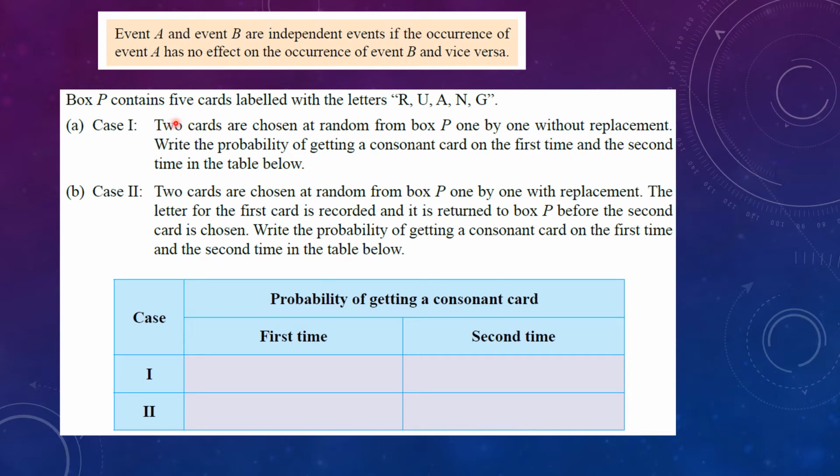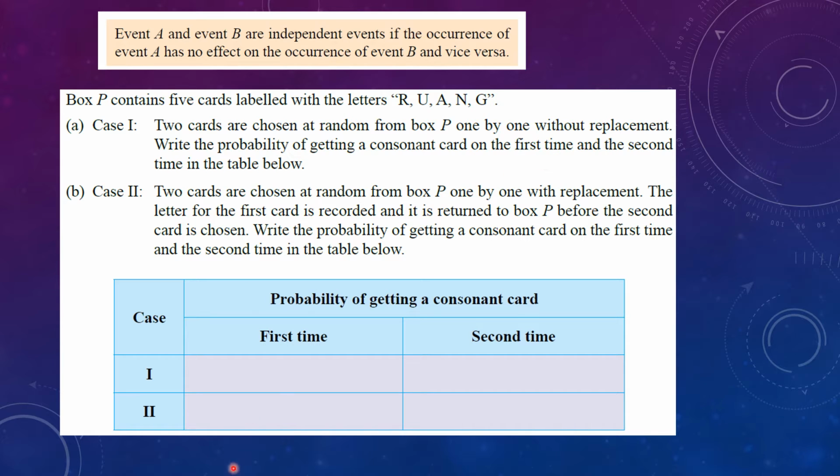Box P contains 5 cards labeled with the letters R, U, N, A and G. So we look at case 1. 2 cards are chosen at random from box P, one by one without replacement. Write the probability of getting a consonant card on the first time and the second time in the table below. So case 1 is without replacement and we are going to choose a consonant card for the first time and second time.